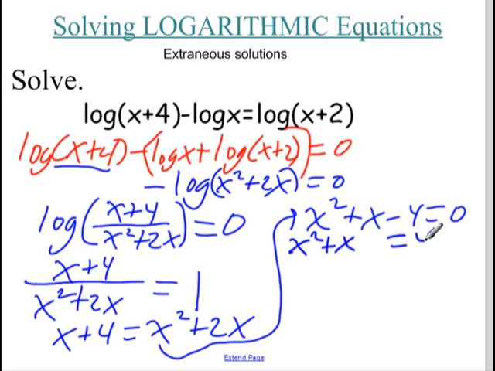So I'm going to move that 4 over. b is 1 here, so b over 2 squared. Remember, b over 2 squared. In this case, that's 1/4. So I'm going to add 1/4 to both sides. If you prefer to do the quadratic formula here, you can. I just tend to like completing the square.